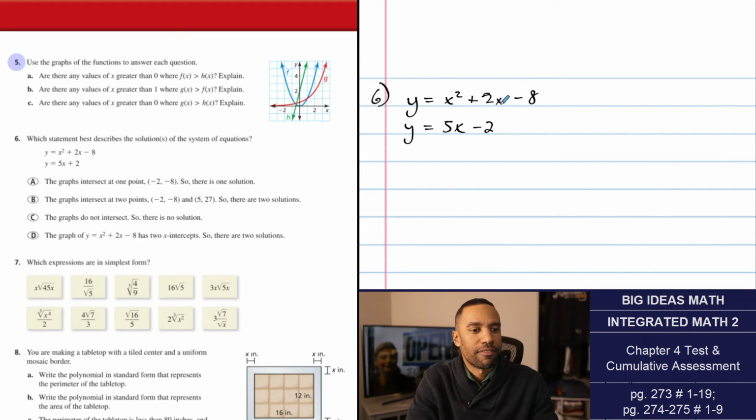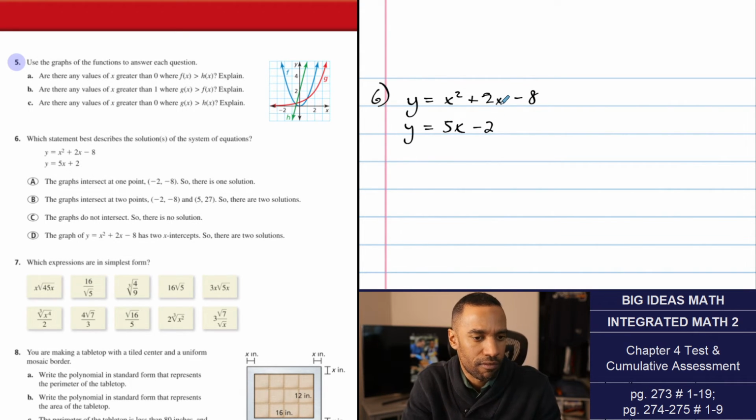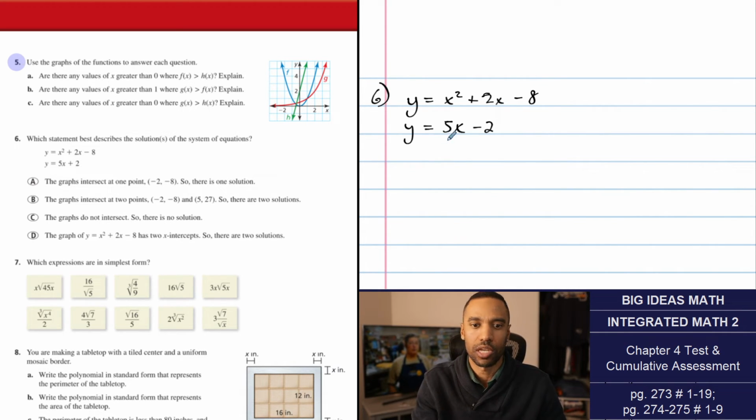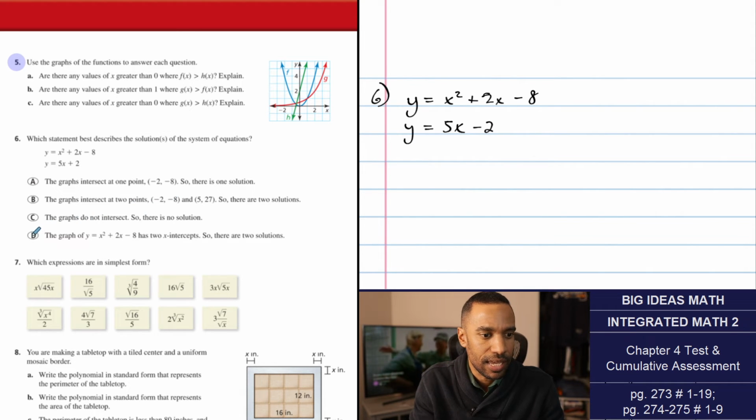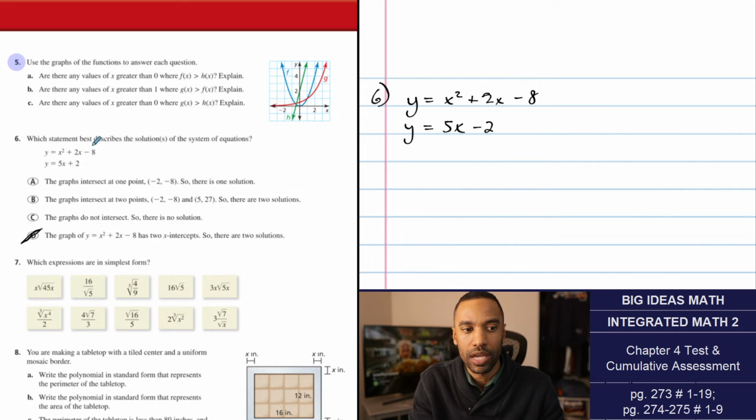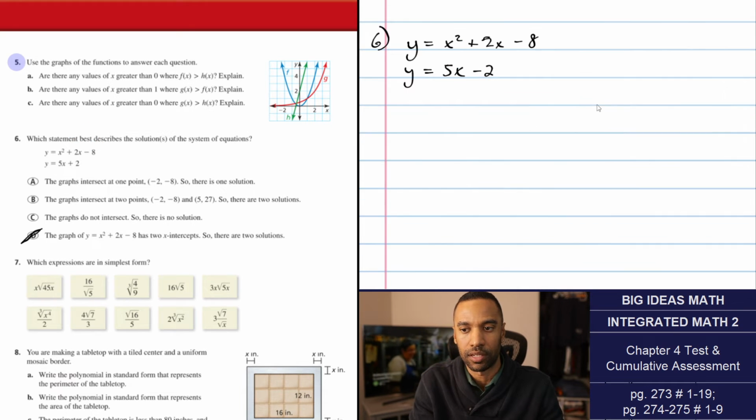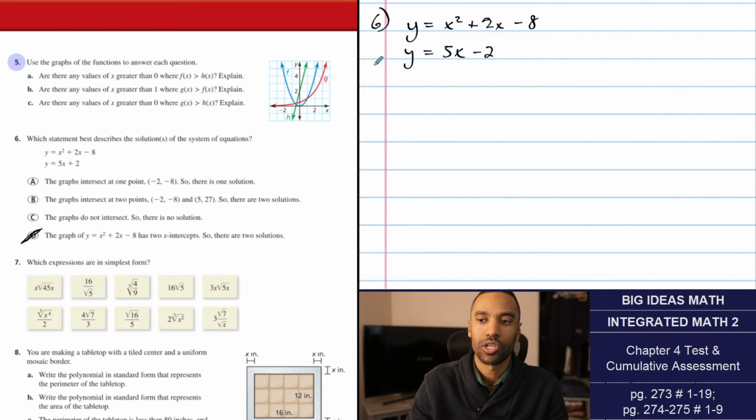Option A: the graphs intersect at the point (-2, -8), so there's one solution. Option B: it intersects here, two solutions. Option C: no solution. D: the graph has two x-intercepts, so there are two solutions. Let me tell you what, it's not D. It might have two x-intercepts, but that doesn't matter. We have to figure out where these two things intersect, so I can leave D out of it. Let's go ahead and solve for ourselves.